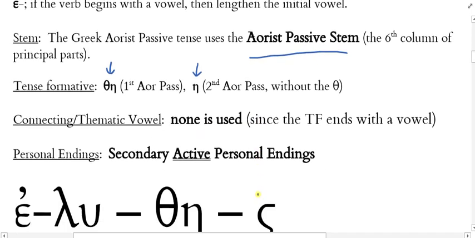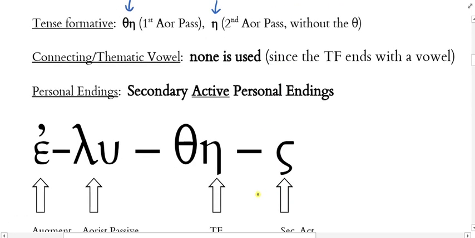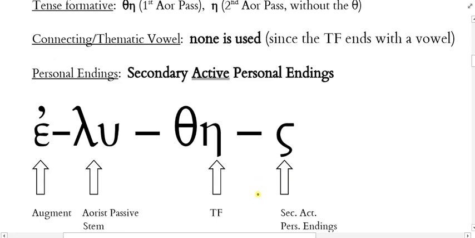And then the last thing, and this is not really the worst part, it's just the most unusual part of the aorist passive, is that we're going to be using the secondary active personal endings. This is a passive stem. We expect to use middle passive personal endings. The aorist passive is going to use the secondary active personal endings.